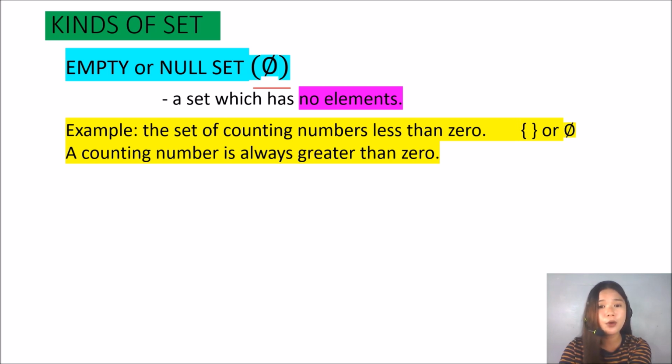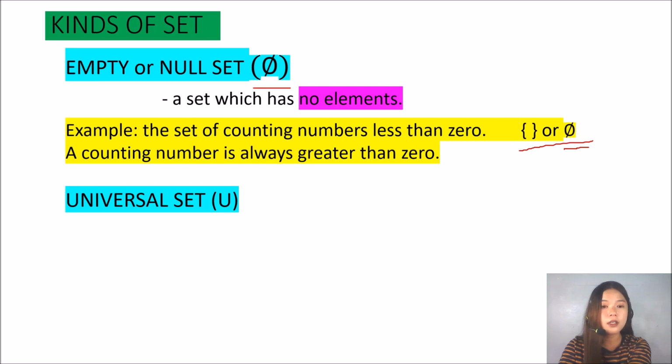So, since wala pong counting number less than 0, how can we write that? We write that like this. So, pwede pong isulat na lang natin yung symbol for null or enclose na lang po natin yung braces natin pero wala pong element po sa loob kasi nga po empty set siya.